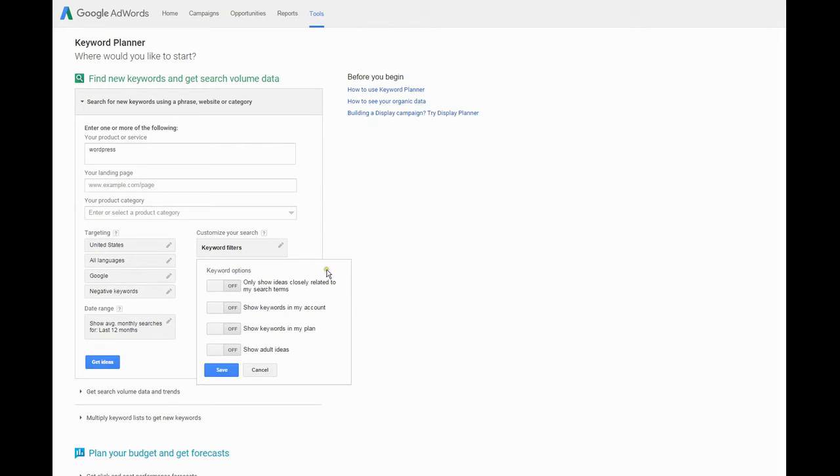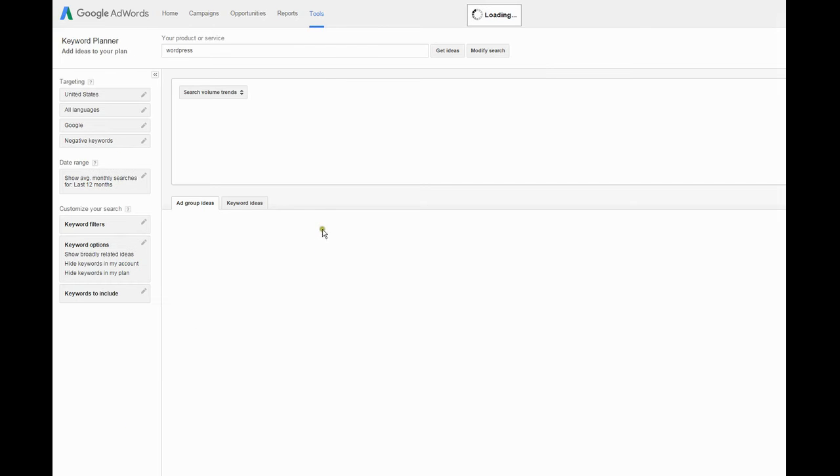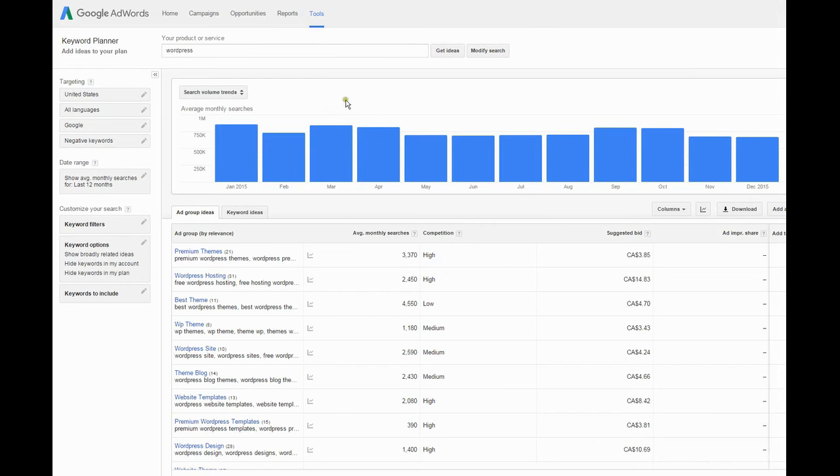Over here are keyword options. So we can show adult ideas, show keywords in my plan. These are more related to the plan. Show keywords closely related to my search term, so we can really be more specific to that. Keywords to include as well, we can be more specific. Once we hit that get ideas, this is going to take us through that process. It's going to do a whole loading, and now we can see some really great data here. And this will help us determine what keywords to go with.